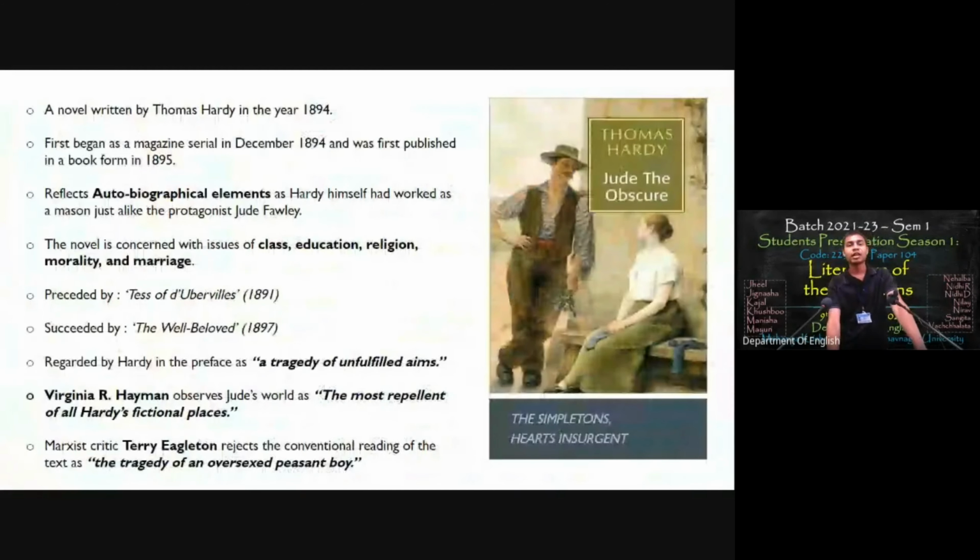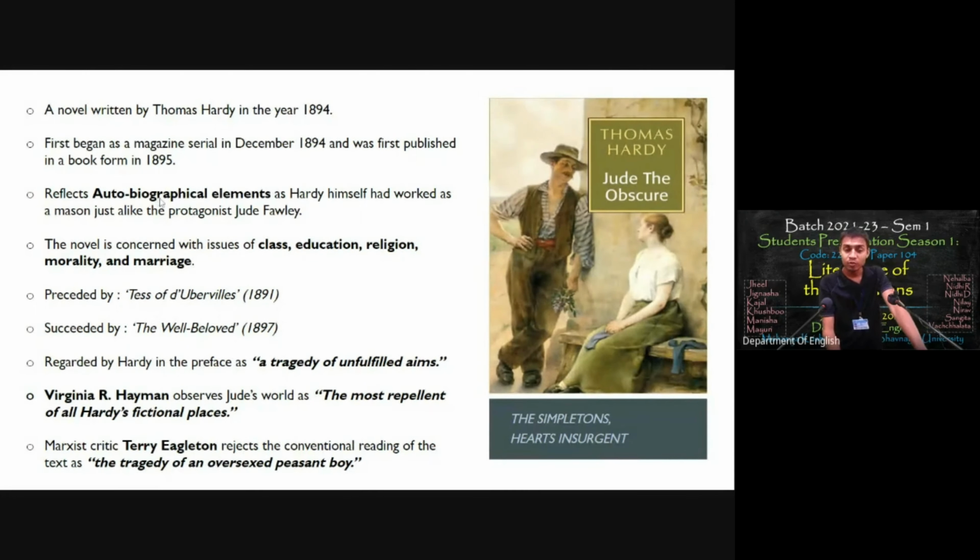First, I have prepared a brief introduction or abstract. So what about the novel? It was a novel written by Thomas Hardy in 1894, so it is the late Victorian era. It first began as a magazine serial in December 1894 and was first published in book form in 1895. So it was serialized before being published, in 1894, and after a year, in 1895, it was published.